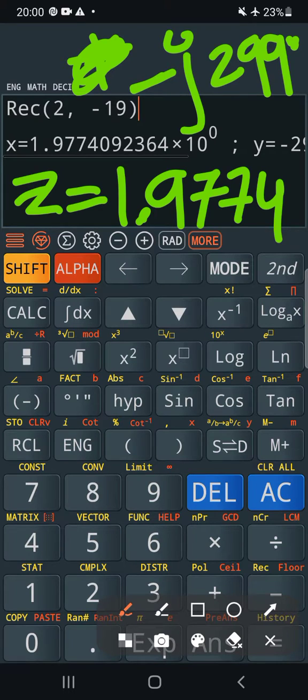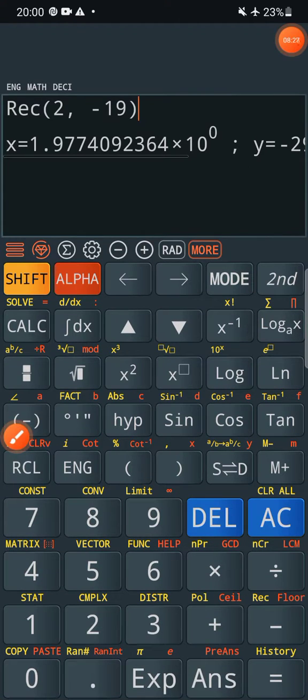This is the process we need to convert from polar to rectangle and rectangle to polar in any AC circuit calculations.